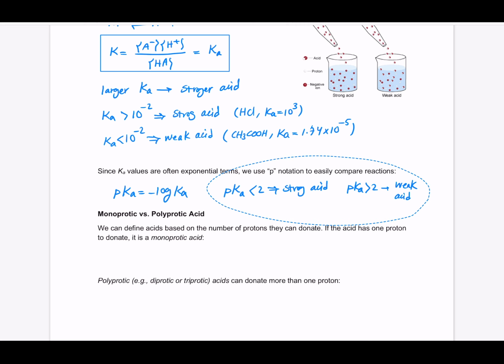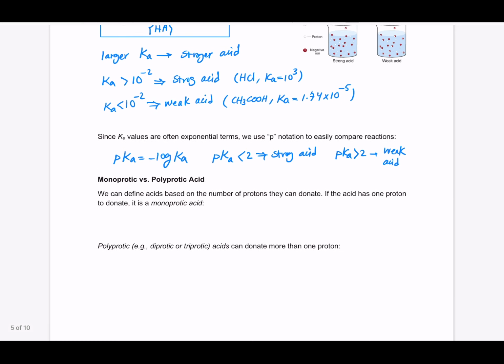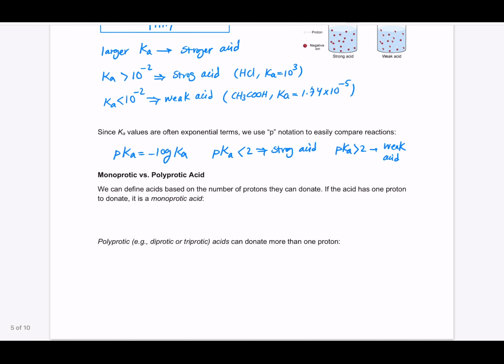A quick way to look at the standard tables to see if something is weak or strong. So that's also about acid strength. The other thing is whether something is a monoprotic versus a polyprotic acid. Another definition that we're going to see. That all depends on how many protons they can release.